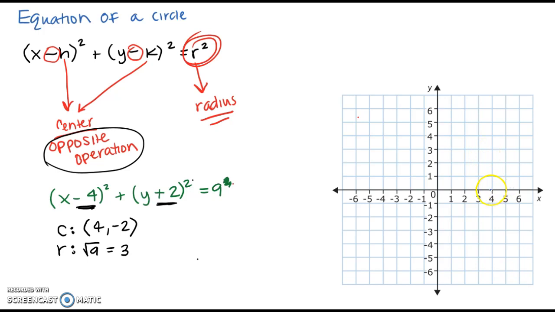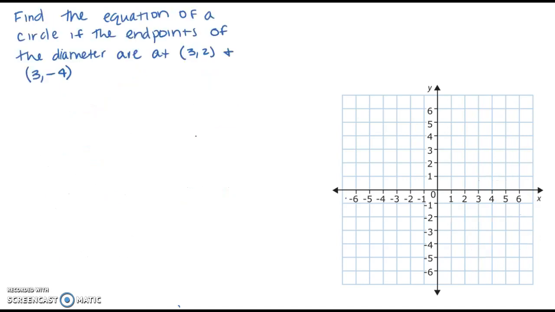Now let's plot it. The point positive 4, negative 2 is right here. Then you're counting 3 in each direction. You'll count 3 this way, 1, 2, 3, this way, that way, and that way. And then you connect your dots. And that's how you graph a basic equation of a circle.